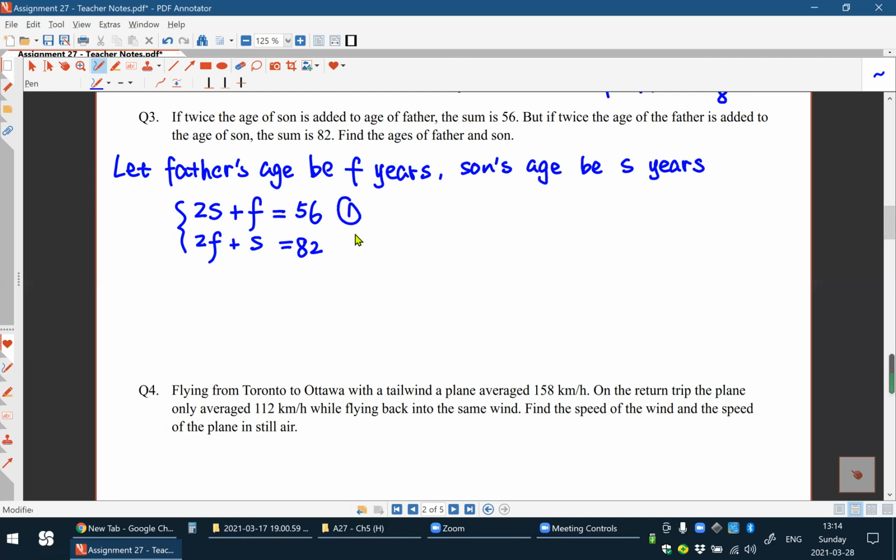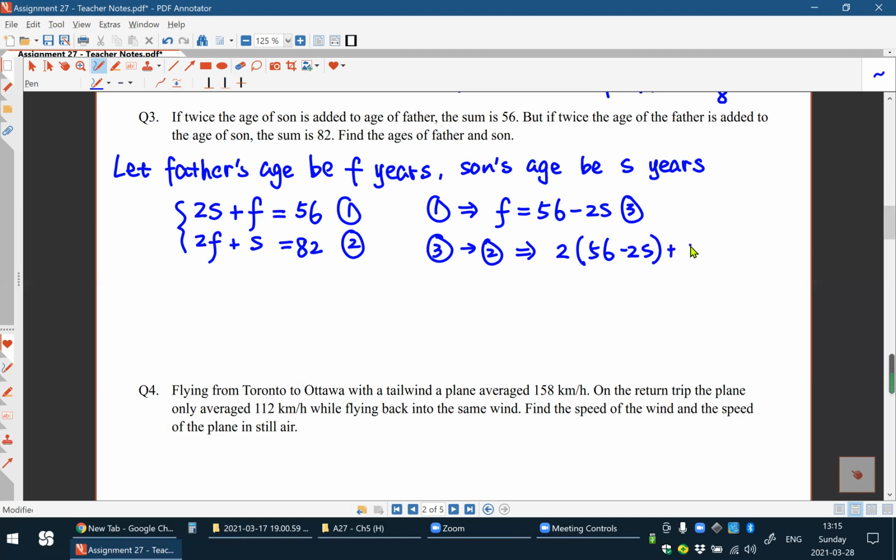Okay, so this time we can use substitution method. From the first equation, we can get f is actually 56 minus 2s. So let's call this number 3. Then we can put number 3 into equation 2. And this will give us twice of f, which is 56 minus 2s, plus s equals 82, right? Okay, now we have one variable with one equation. We should be able to solve s here.